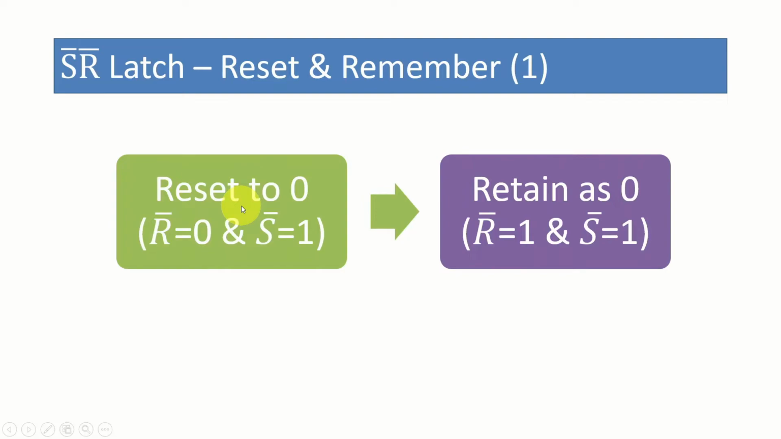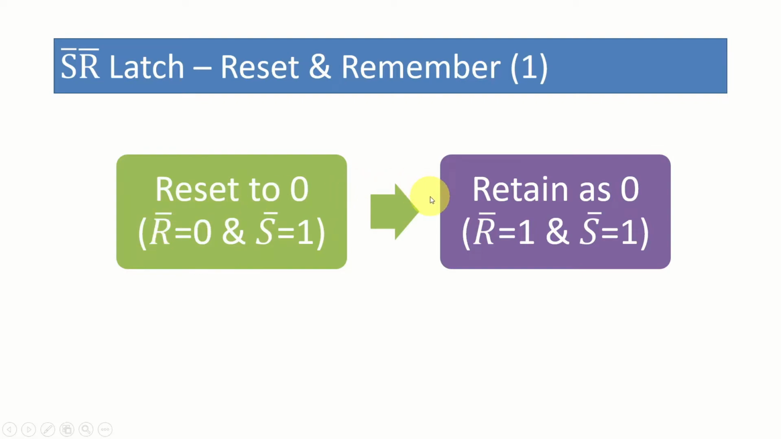Now let's move on to how to reset the S bar R bar latch to 0. In the SR latch, we used to reset the latch by setting R equal 1, S equal 0. But in the S bar R bar latch, the R is called S bar. So therefore we have to set S bar equal 1 and R bar equal 0. And in order to retain, in the SR latch, we used to give both S and R 0.